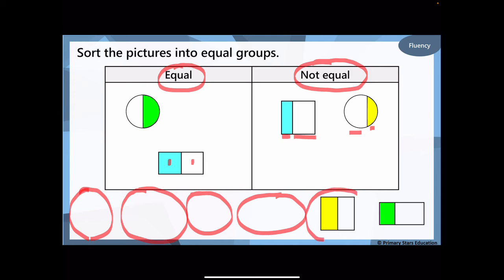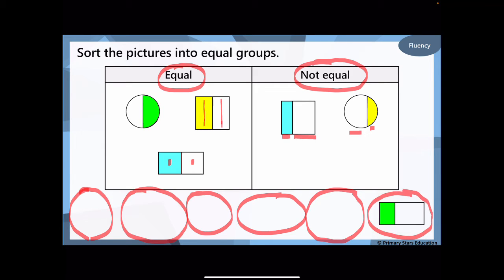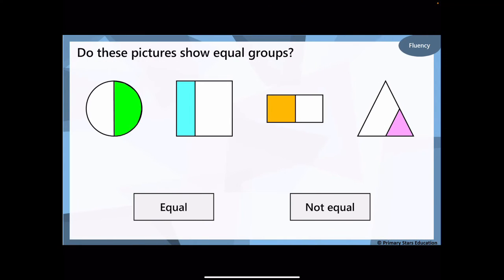What about this shape? Does that show equal or unequal parts? Equal. This part is the same size as this part. And what about the last shape? Does that show equal or unequal parts? Unequal, well done.